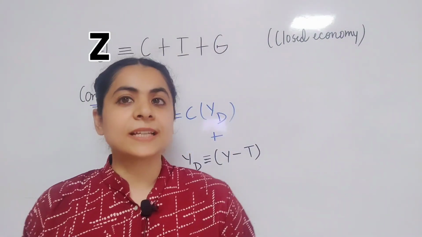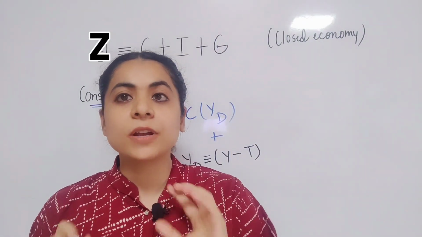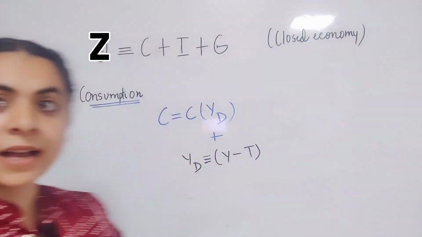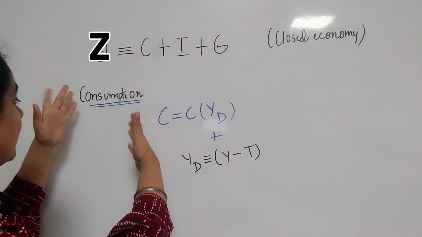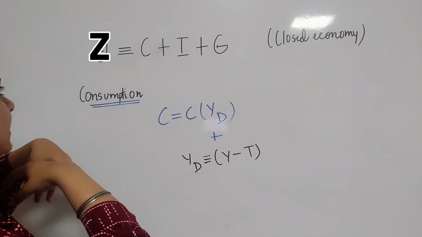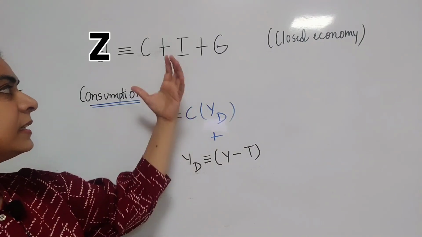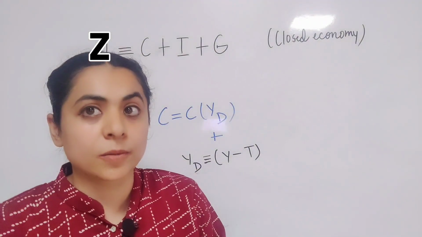Hi everybody, welcome once again, and in today's video I will explain to you the various components of demand for goods in an economy. Here I have written total demand, or basically GDP, as the sum of consumption, investment and government expenditure in a closed economy.